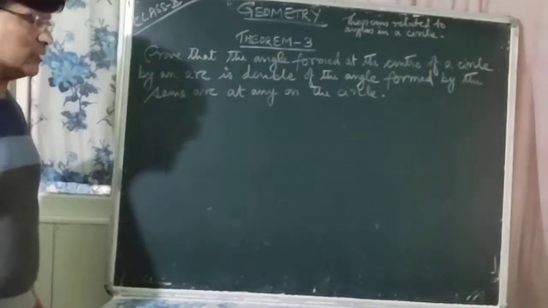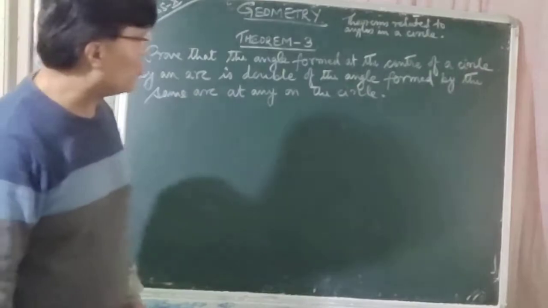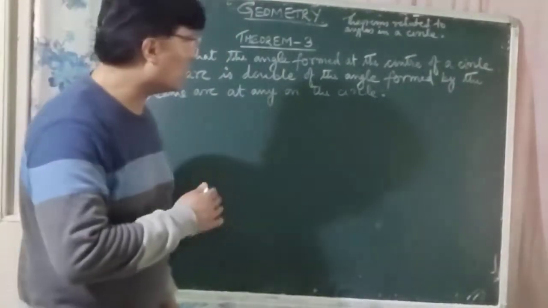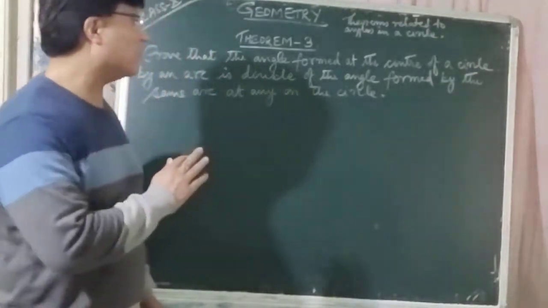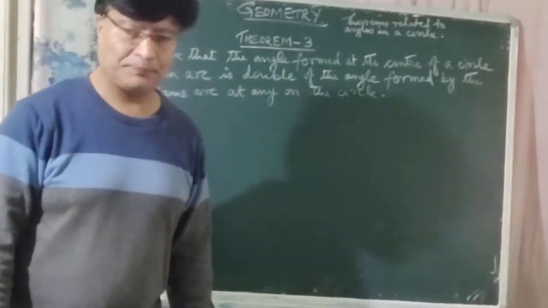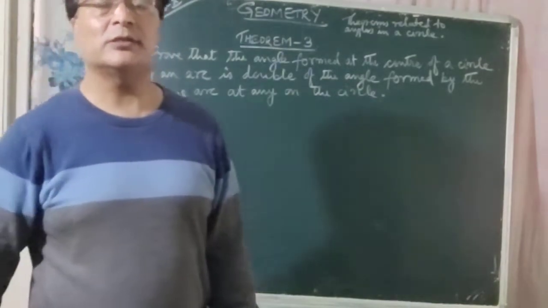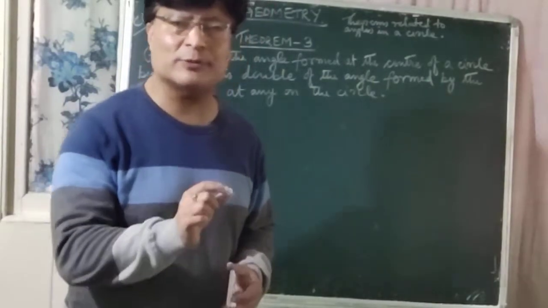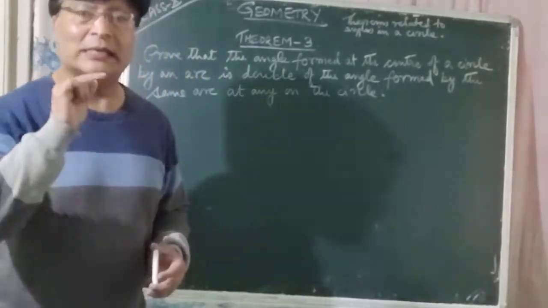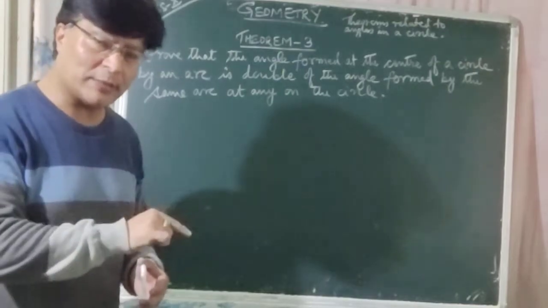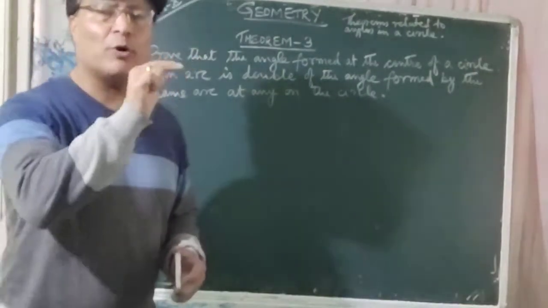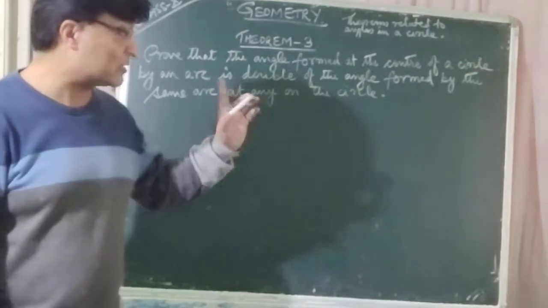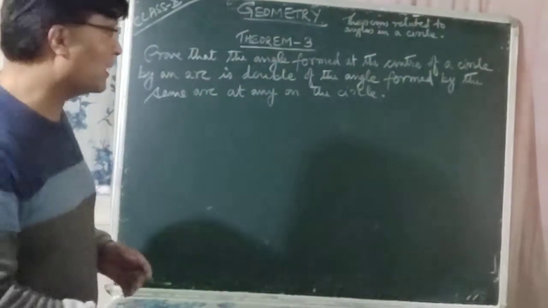Okay. The question is, prove that the angle formed at the center of a circle by an arc is double of the angle formed by the same arc at any point on the circle. Okay, in this case you have to prove that the angle subtended at the center of a circle by an arc is twice the angle subtended by the same arc at any point on the remaining part of the circle. That means let us draw the figure, then I will explain you.